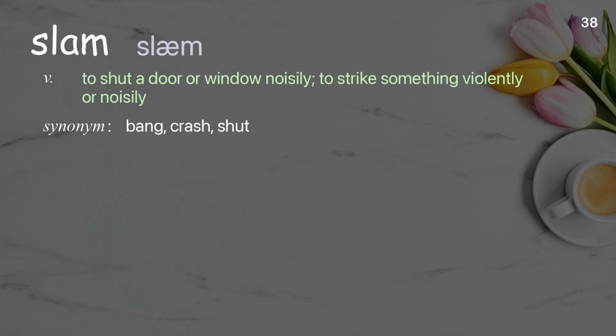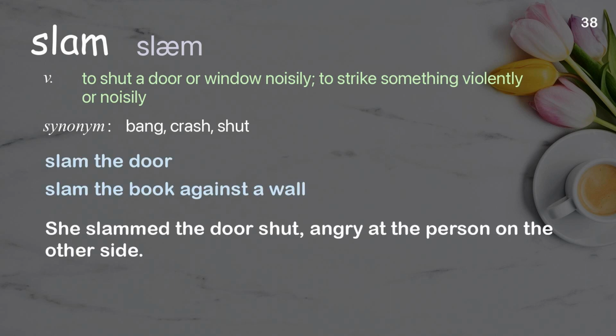Slam. To shut a door or window noisily, to strike something violently or noisily. Examples: Slam the door. Slam the book against a wall. She slammed the door shut, angry at the person on the other side.